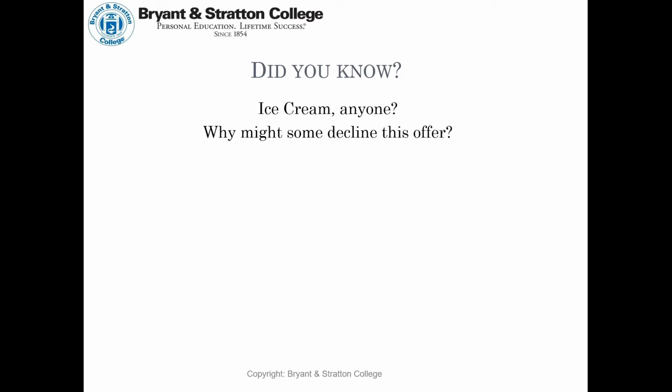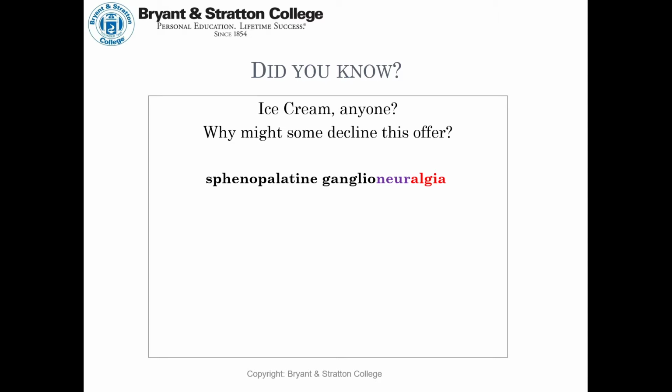So, think about this. What happens typically when you eat frozen food too quickly? You get brain freeze, right? So, what is the medical term for brain freeze? You don't need to know this for this week, but it's just a fun fact. It's called sphenopalatine ganglioneuralgia. All right?